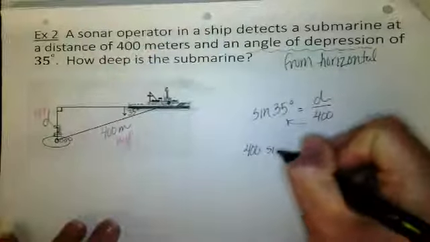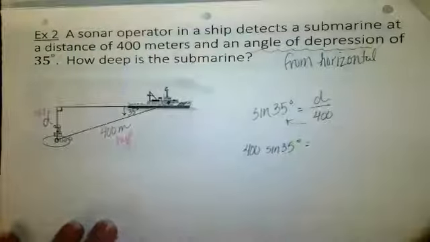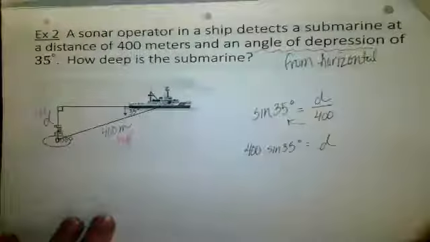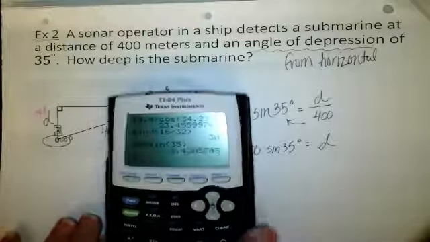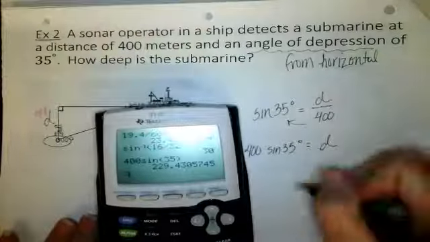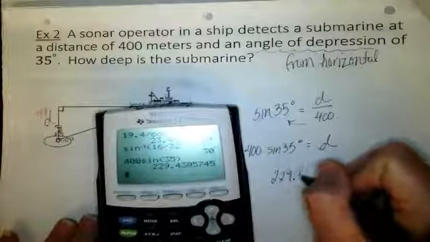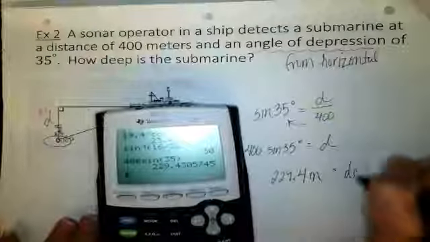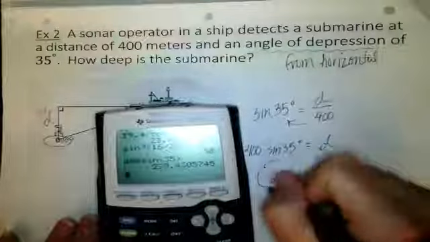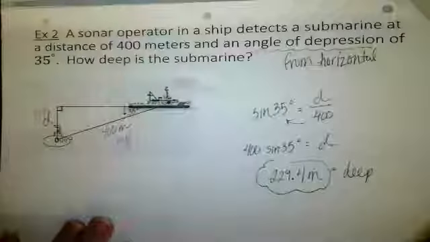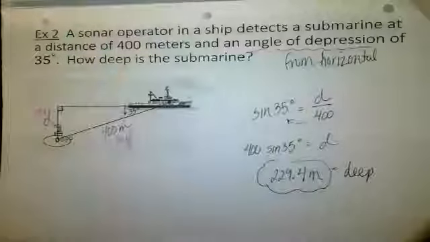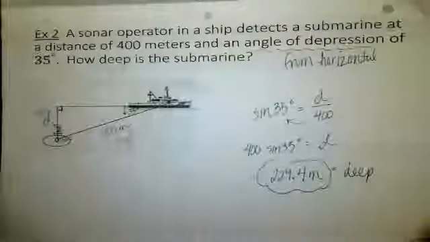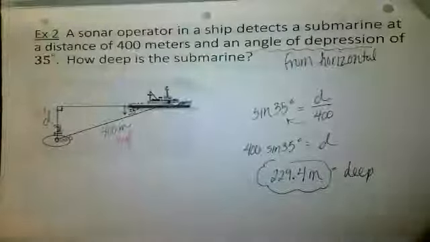So 400 times the sine of 35 degrees is our depth. 400 times the sine of 35 degrees gives me 229.4 meters deep. All right. So if you're trying to find an angle measure, then you're going to have to use an inverse function. Do you have any questions? Super.